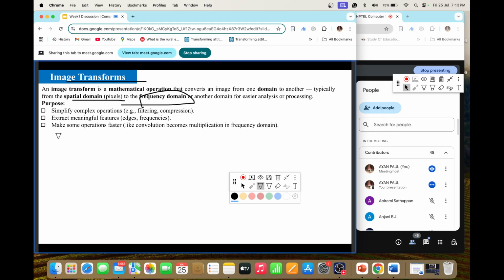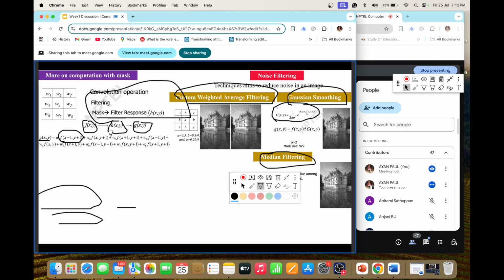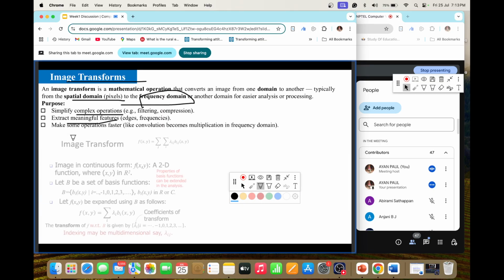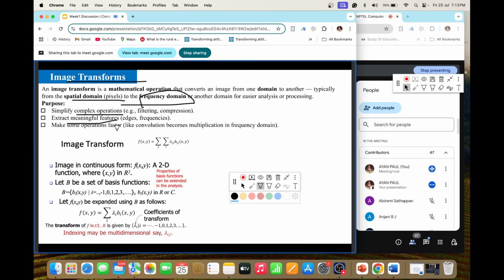So why are we doing it? To simplify complex operations like filtering, compression, extracting meaningful features from the image, and to make some operations faster. Because the convolution operation is what? It is multiplication as well as adding. But when we convert into the frequency domain, we will only do the multiplication process. So that is image transform.